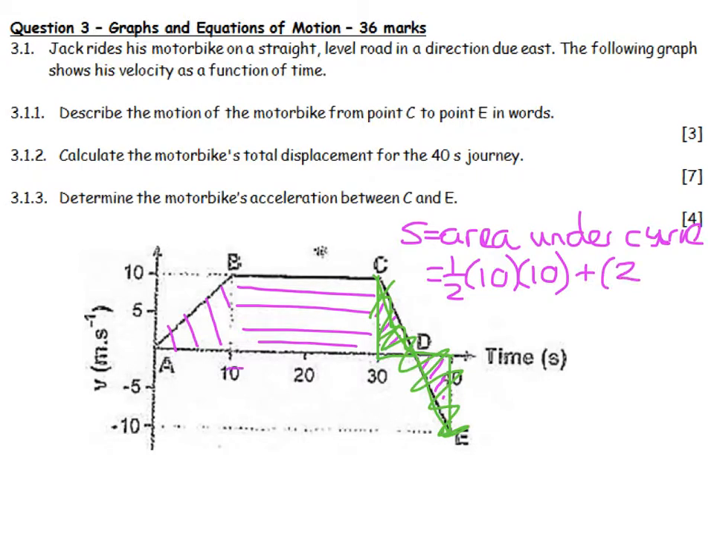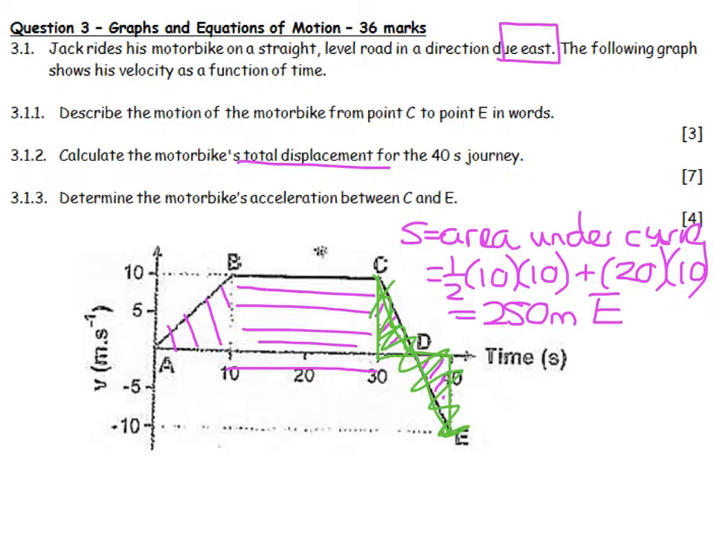And then this base over here is 20 multiplied by a height of 10. It's a rectangle. And when I add that all up, it's 250 meters. And in what direction did we start off going? And we still had more above the line than below the line. Don't forget that if I ask you for a displacement, it means I need a direction.